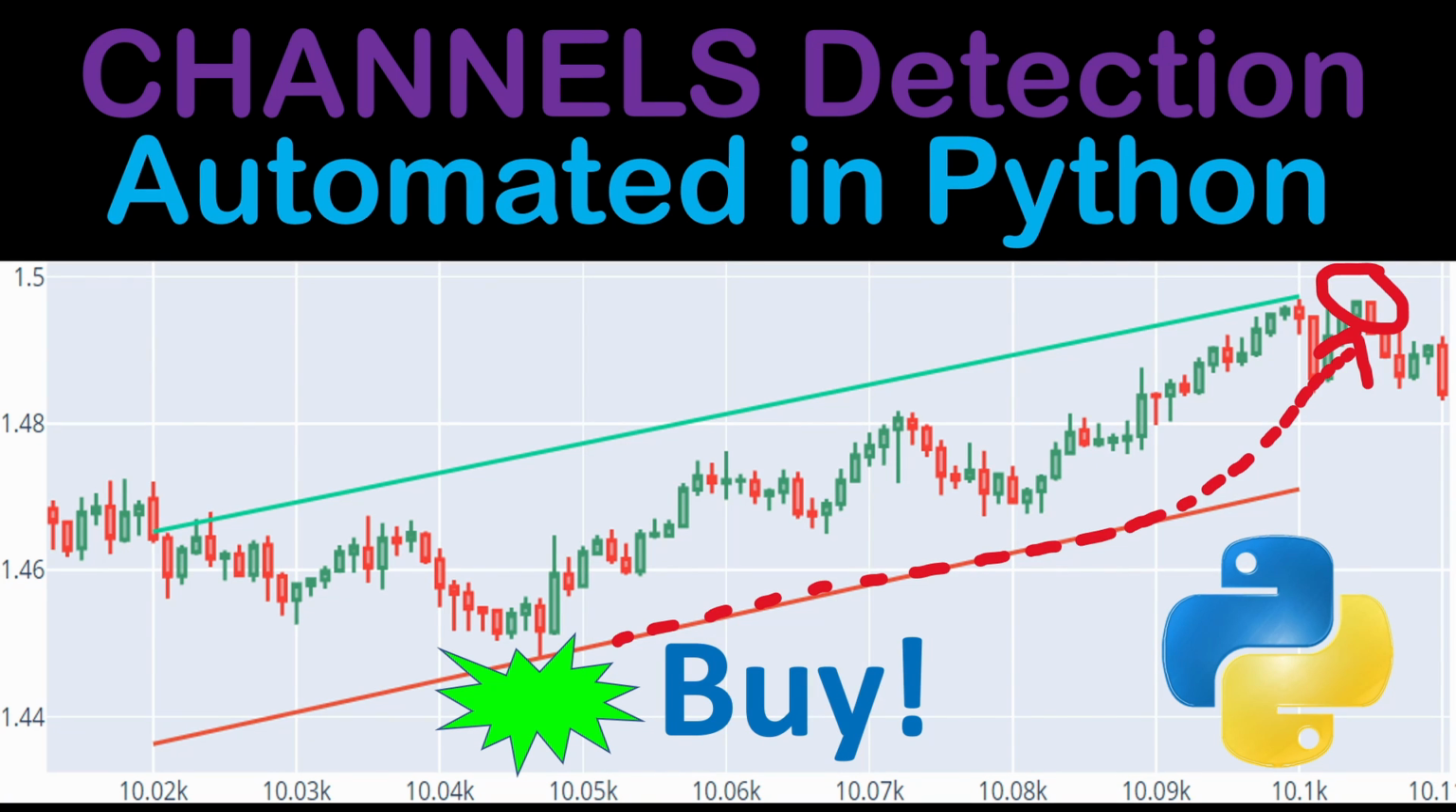Today we are going to present an algorithm that detects price movement channels, and we will write this in Python. You can download the code as a Jupyter notebook file from the link in the description below.